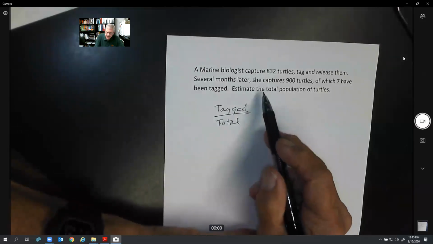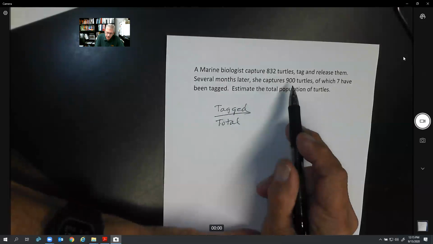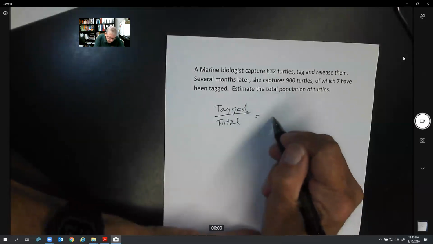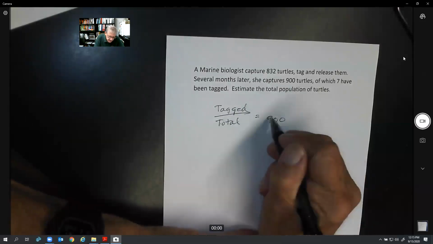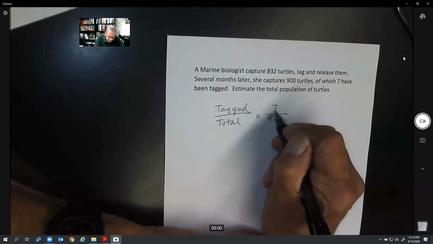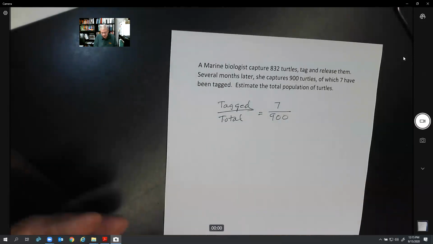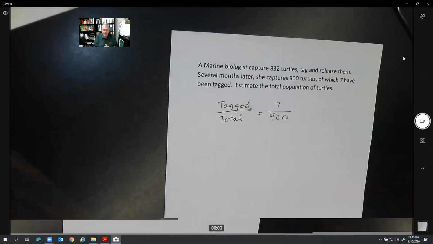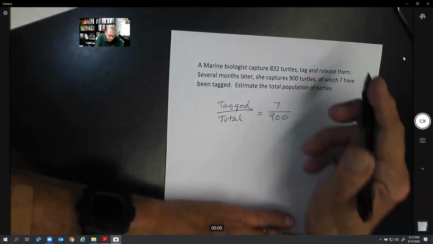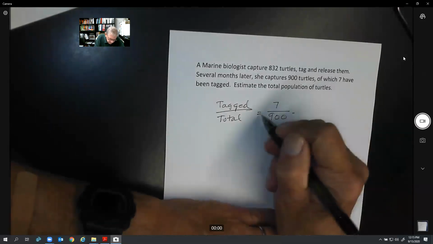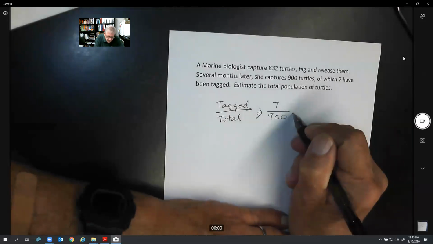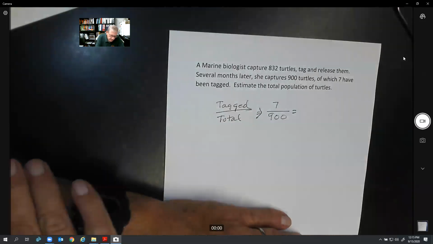Well, let's go with the second sentence. She captured 900 turtles. That would be our total. And of those, 7 were tagged. We could have put the total on top and the tag. Usually you wait to put the total on the bottom, but it wouldn't matter. And this is equal to what?